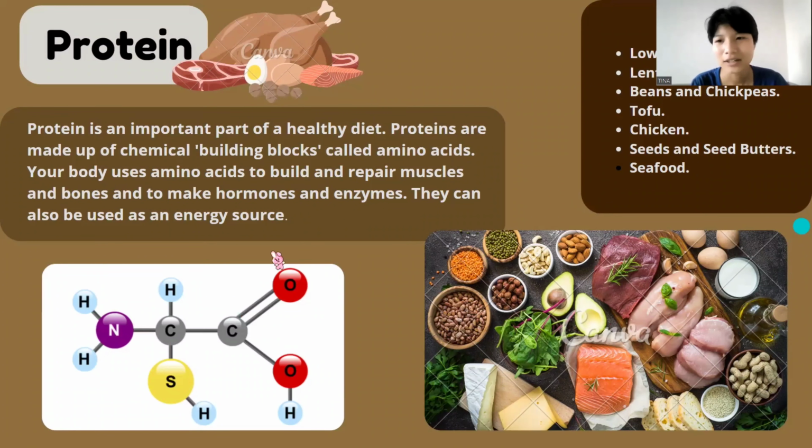And this is the food that you can get protein from: beans, and especially meat. For some people who go to the gym, they buy a lot of big bottles of whey, which contain a lot of amino acids, and they drink it because they want to get protein.